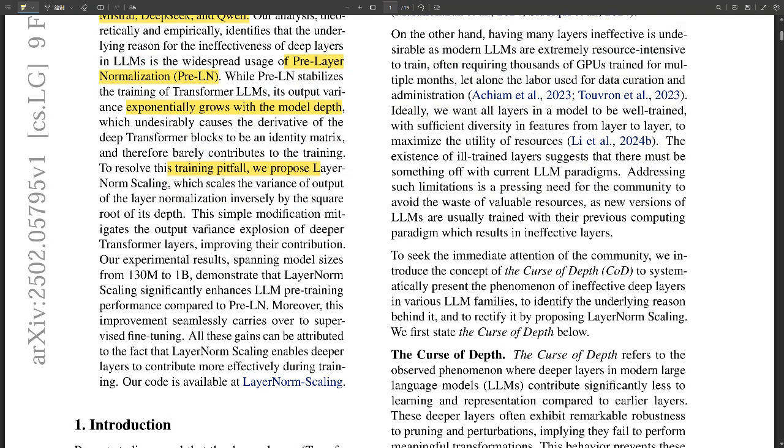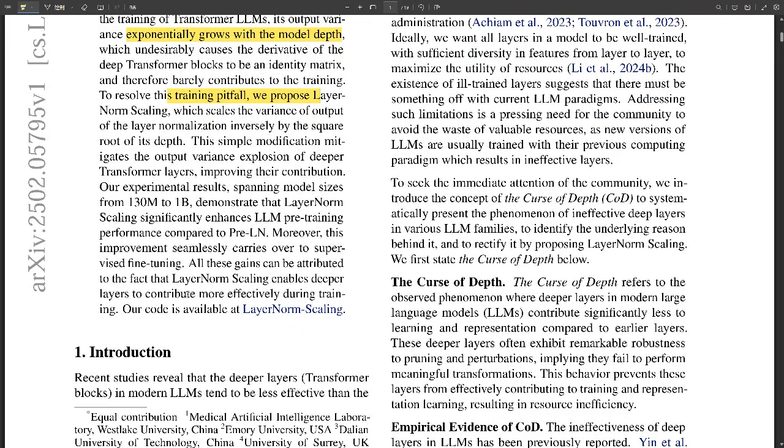Studies show that these deeper layers are actually really resistant to disruptions. Like if you rearrange them or even drop some completely, it's like they're not really contributing to the learning process as much as we thought. So there's definitely something going on here. What is causing this curse of depth? Why are these deeper layers so seemingly ineffective?